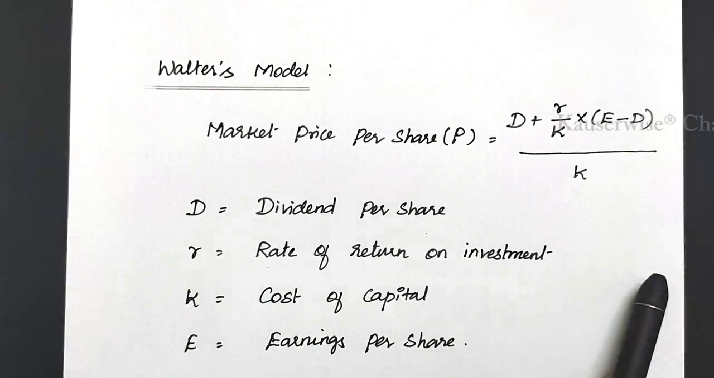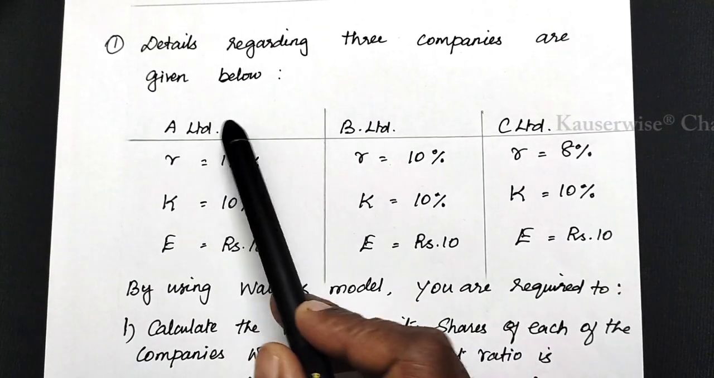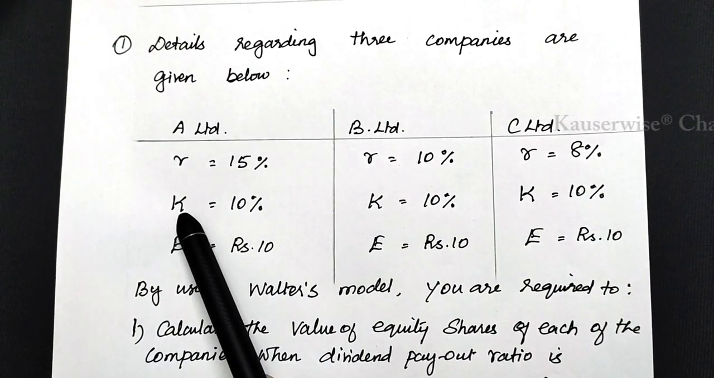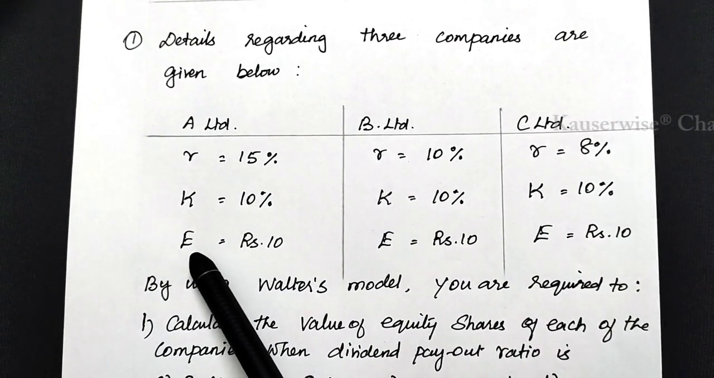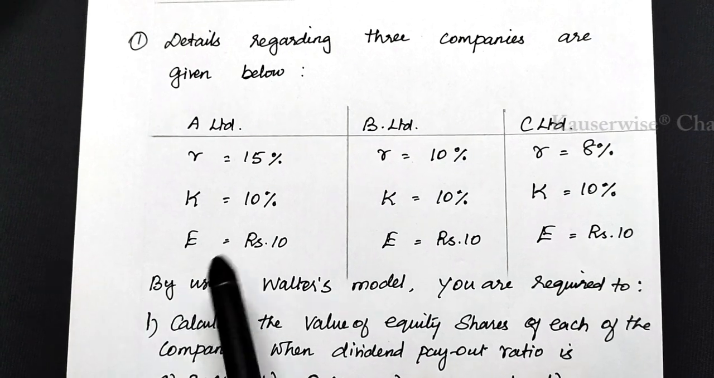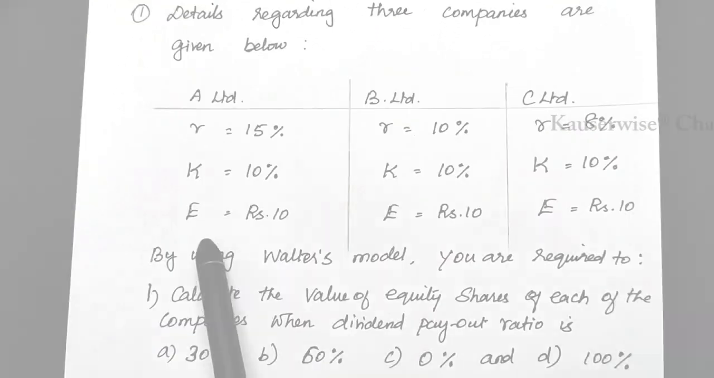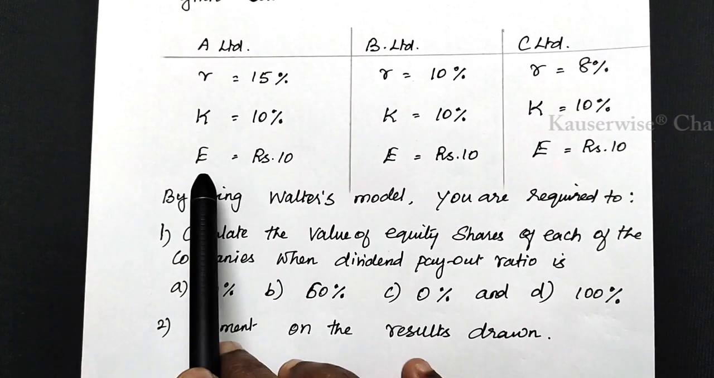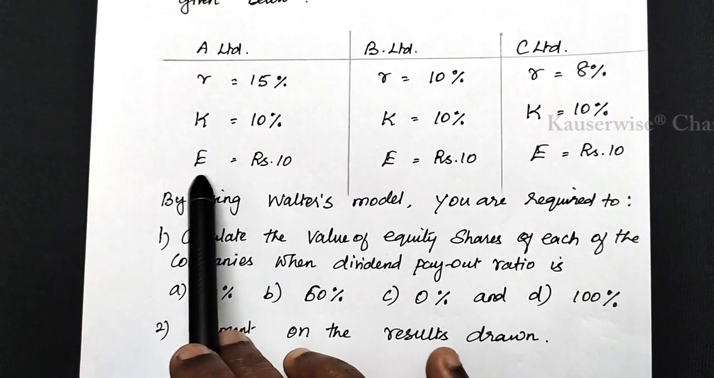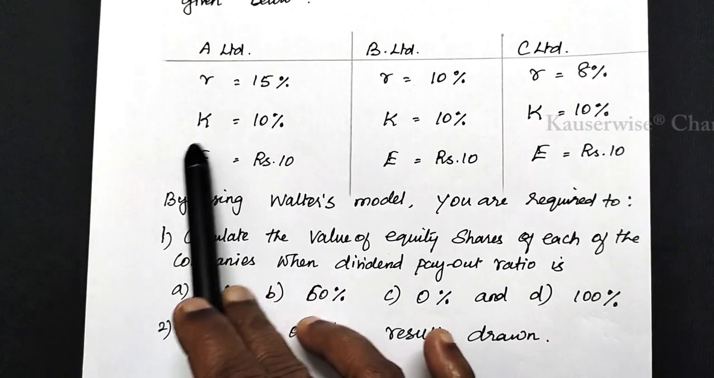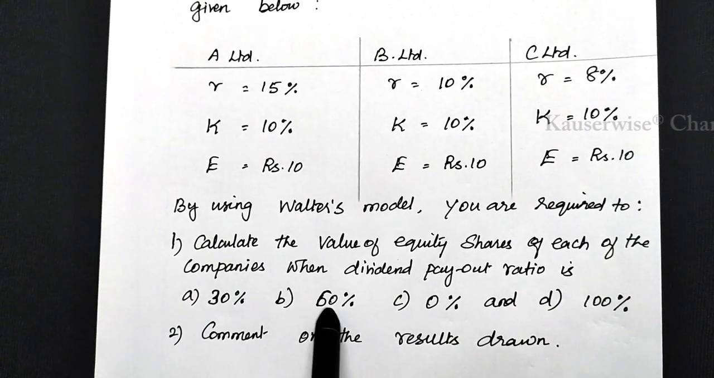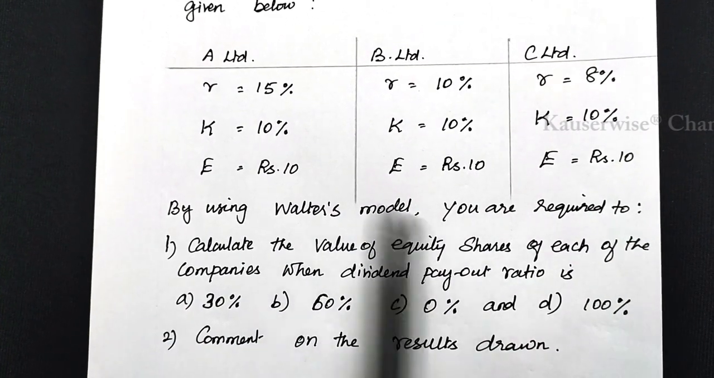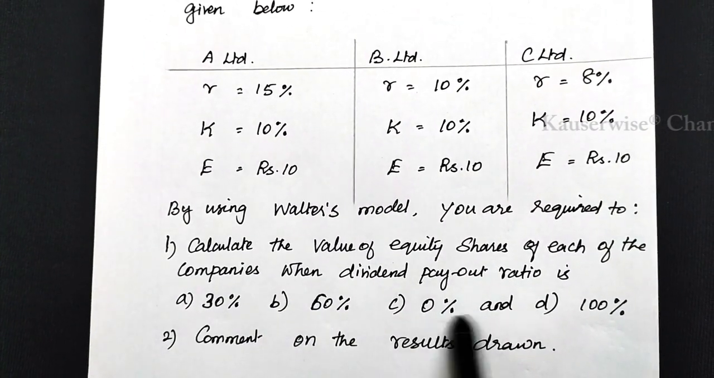Now look at the problem. For A Limited, they have given R, that is return on investment, K, cost of capital, and E, earnings per share. Only one piece of information is missing, that is D. D refers to dividend per share. So how to calculate D? There is a formula to find out D, that is earnings per share into payout ratio. Here we have four different options, so based on that you can calculate D for each and every option.